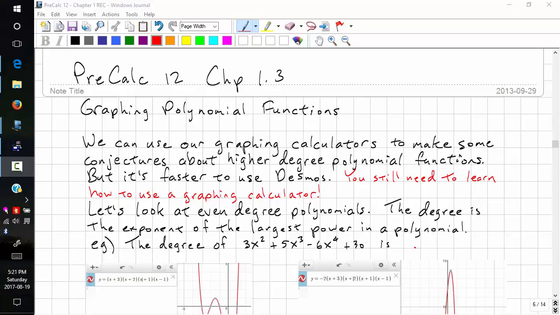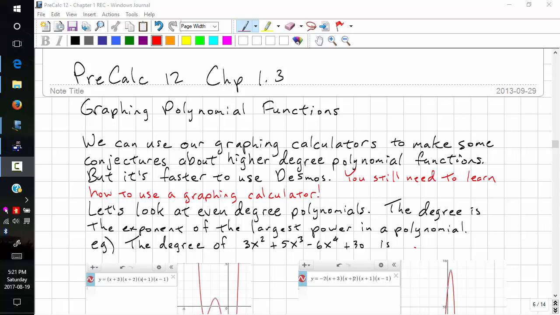This is PreCalculus 12, Chapter 1.3. We're going to be looking at graphing polynomial functions, and we're just looking for some general details. We can use our graphing calculators to make some conjectures about higher degree polynomial functions, or we can use Desmos. It's a little bit faster. However, be warned, you still need to learn how to use a graphing calculator for tests because Desmos won't be allowed on your tests.